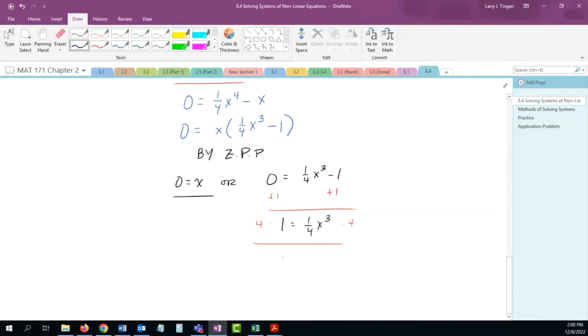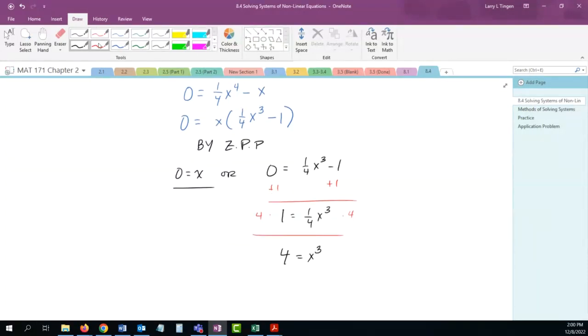So what do I have now? 4 times 1 is 4, is equal to 4 times 1/4 is 1. So the coefficient is now just 1, which I don't have to write. So now I have 4 is equal to x cubed. I'm trying to solve for x. So if I want x by itself, it's currently cubed. I need to take a cube root. If I do that to both sides, I find that x is equal to the cube root of 4.